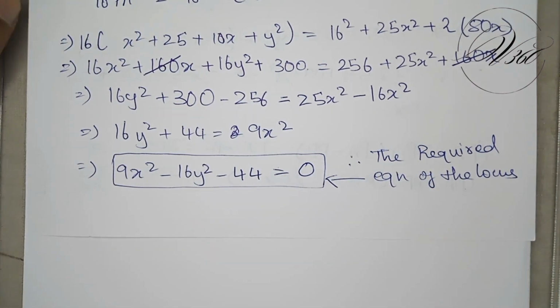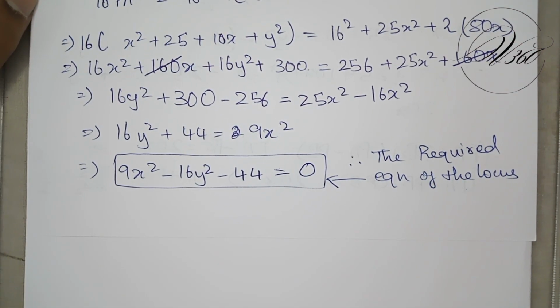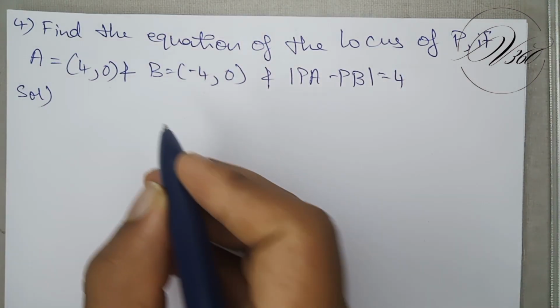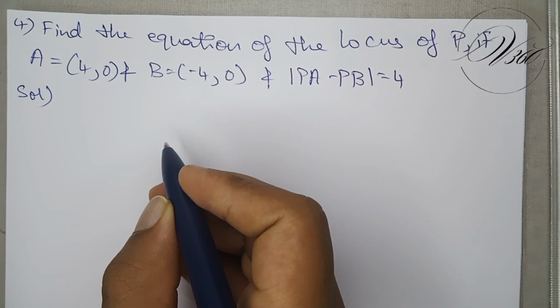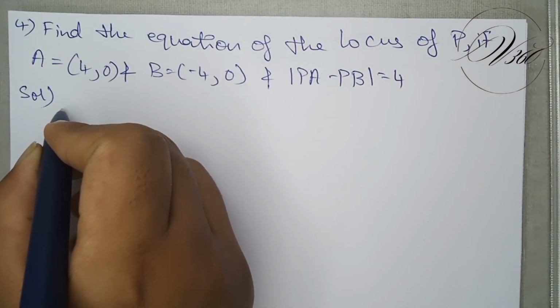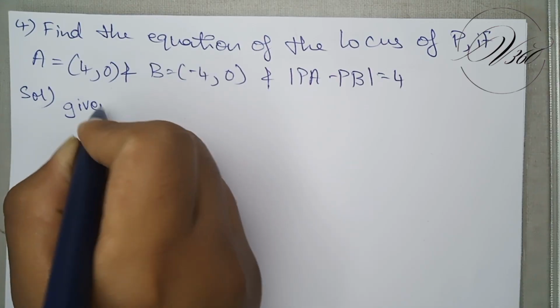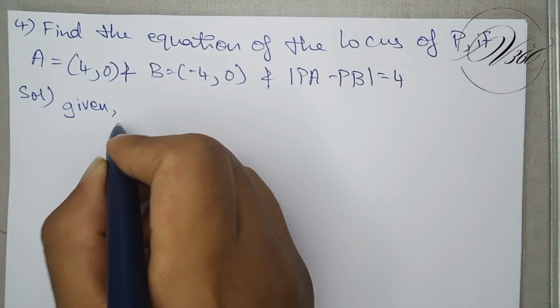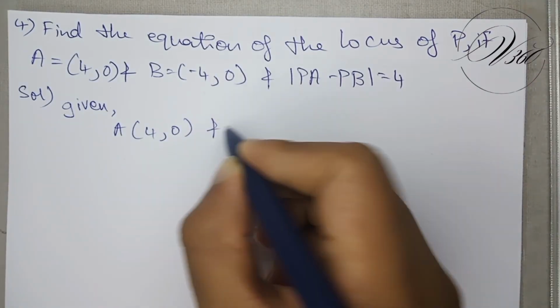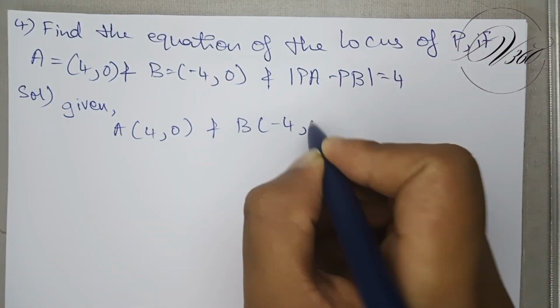Okay. Now we'll go forward with the next question, which is the fourth question, that is: find the equation of the locus of P if A is equal to 4 comma 0 and B is equal to minus 4 comma 0 and PA minus PB is equal to 4. Now here, in the question the given is A, which is 4 comma 0, and B, which is minus 4 comma 0.